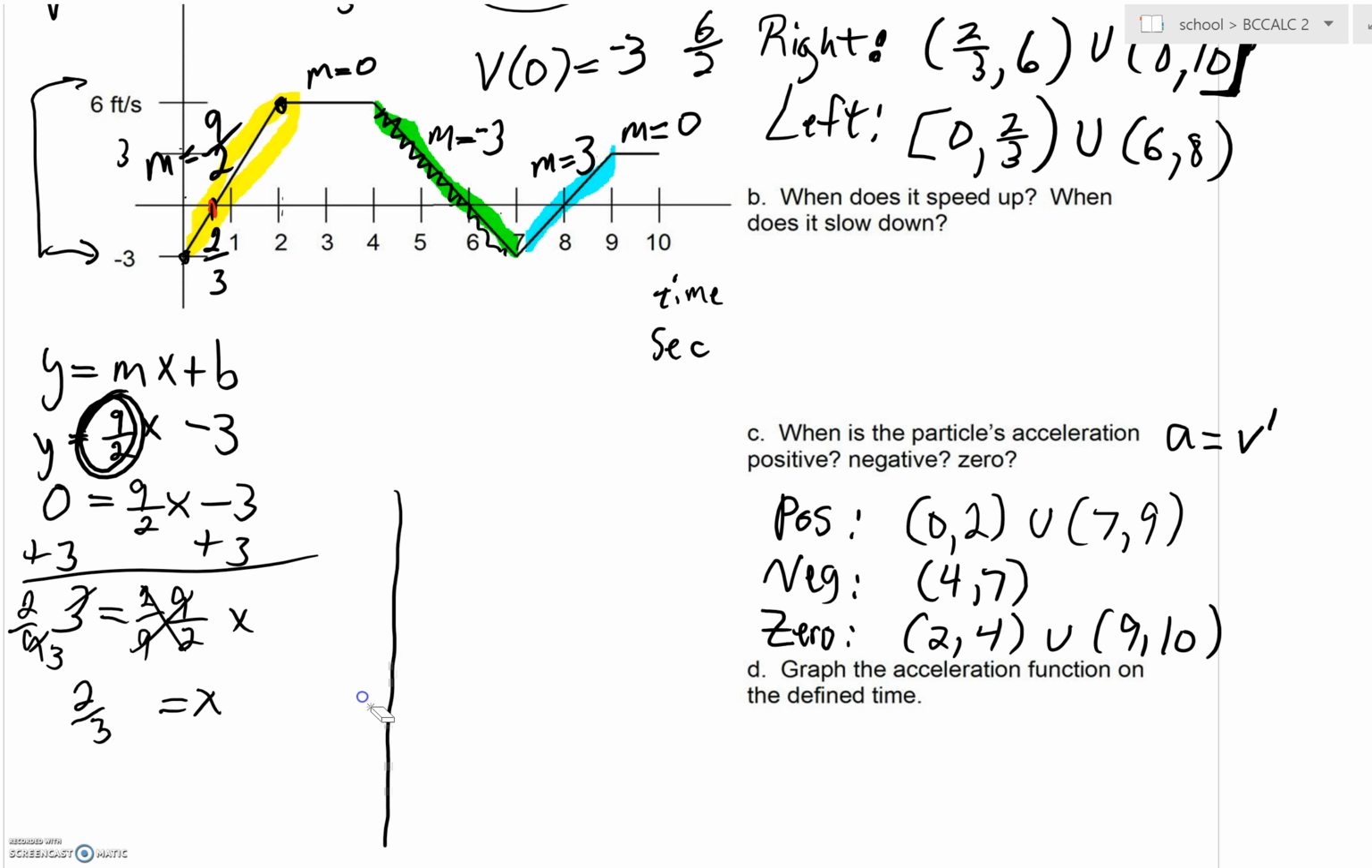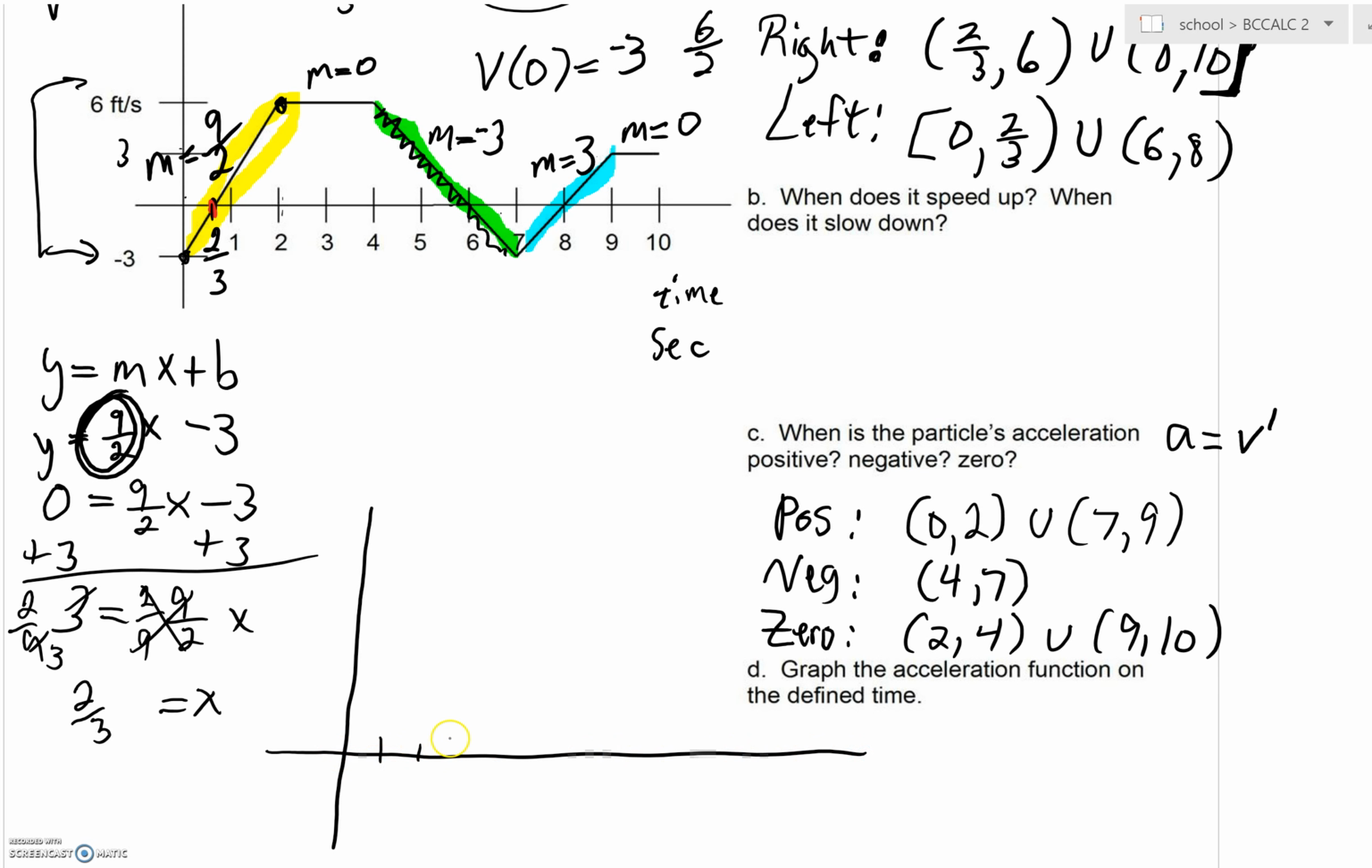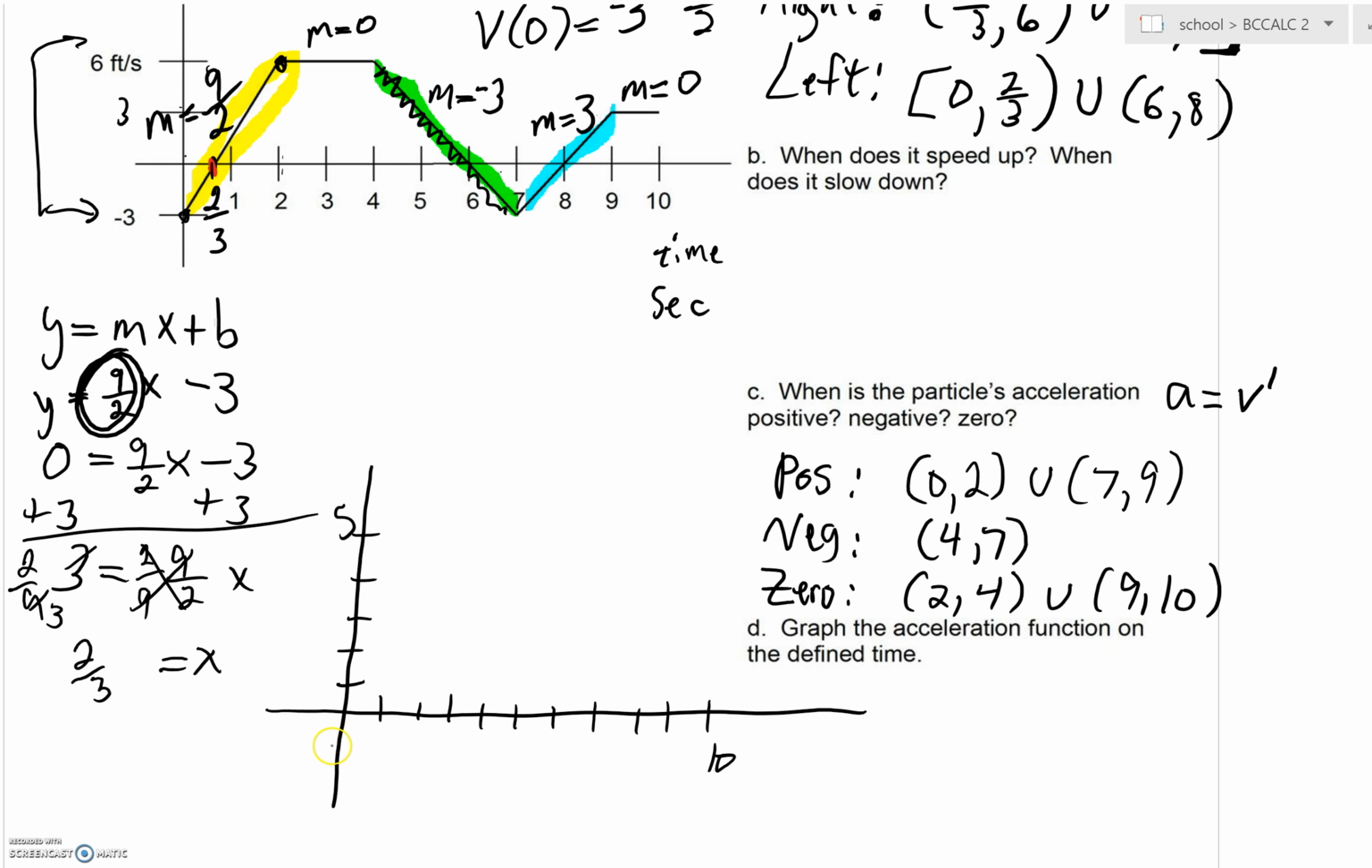Okay, so I'll move this over just a smidge too. And we'll say here's 1, 2, 3, 4, 5, 6, 7, 8, 9, 10. And we'll say 1, 2, 3, 4, 5. The biggest slope I saw was 9/2, which is 4.5. The smallest slope that I saw, the smallest acceleration, would be -3. So here's our acceleration in time. I'm going to change to red just so that it really stands out.